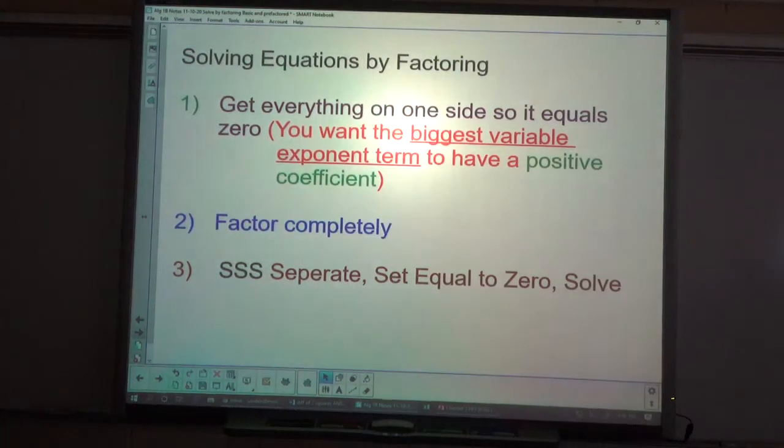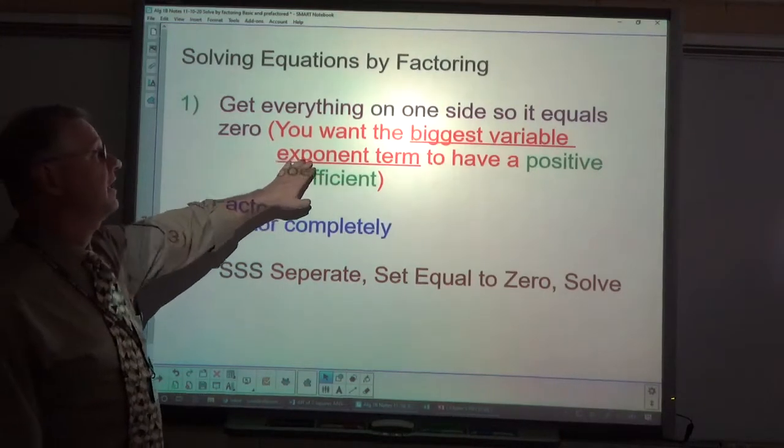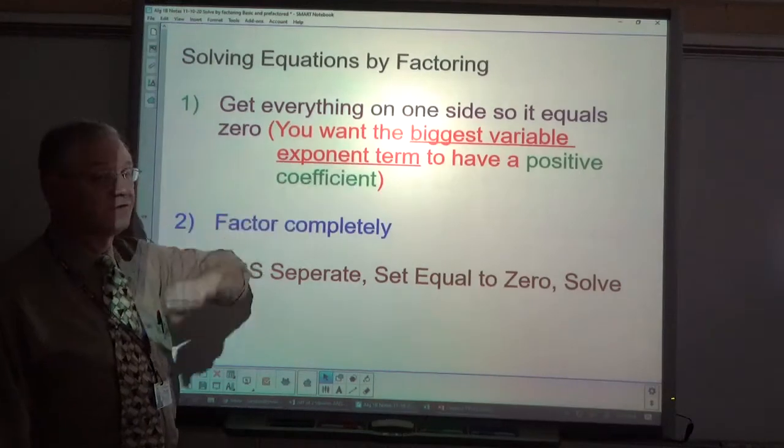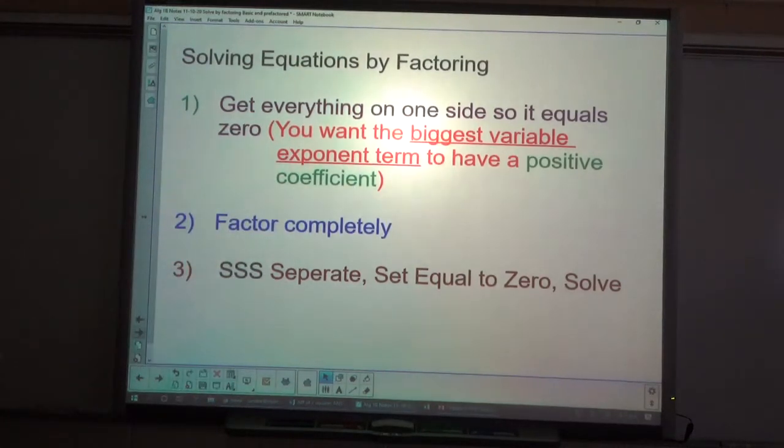And here are the basic notes that I usually give about solving by factoring. Get everything on one side so it equals 0. You want the biggest variable exponent term to have a positive coefficient. So we're looking for the term with the biggest exponent for the variable to be positive. You're going to get everything on one side, then you factor completely, and then you separate them, set them equal to 0, and solve them separately. So triple S.